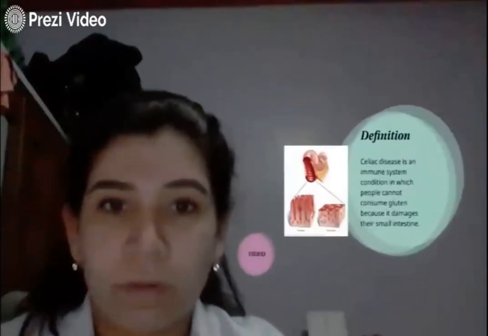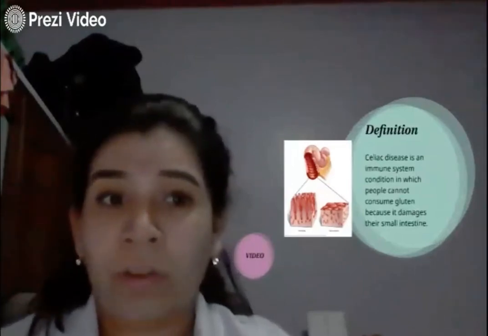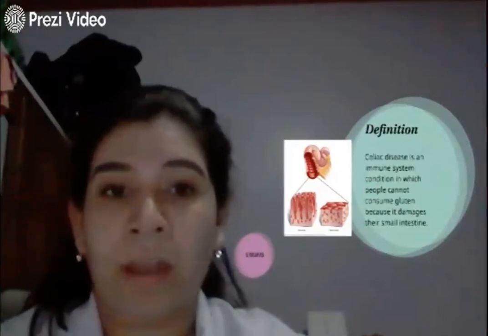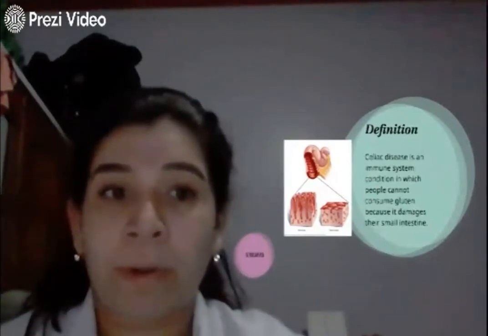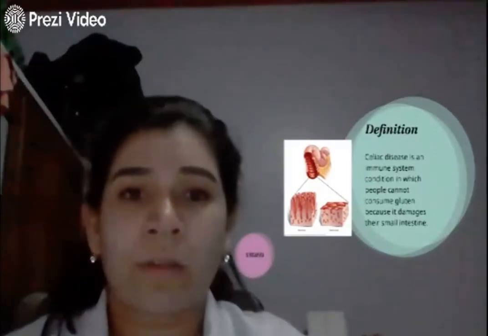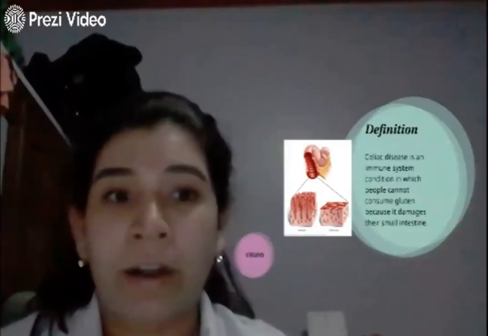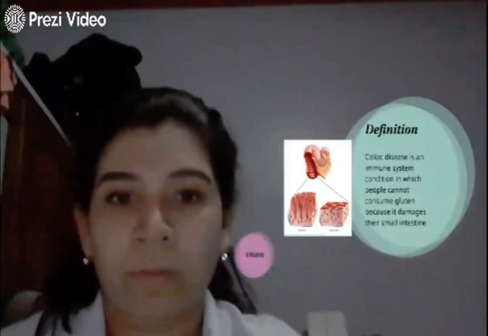Definitions. Celiac disease is an immune system condition in which people cannot consume gluten because it damages their small intestine. Gluten is a protein present in wheat, barley, and rye. It can also be found in vitamins, supplements, hair and skin products, toothpaste, and lip balms.